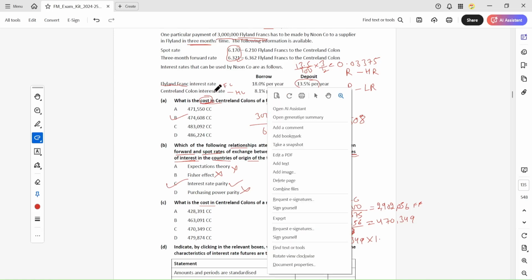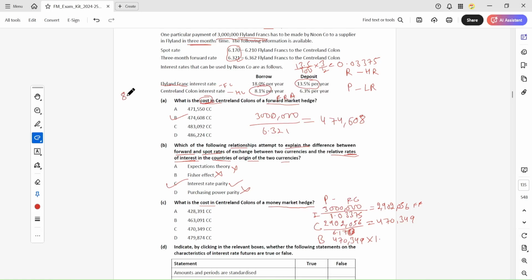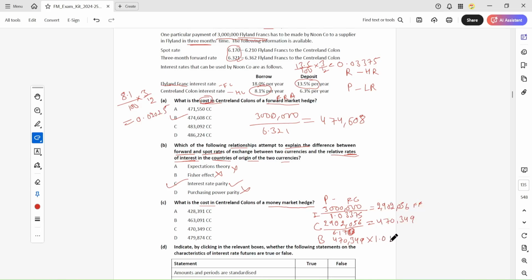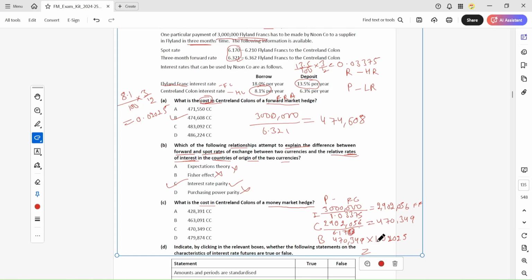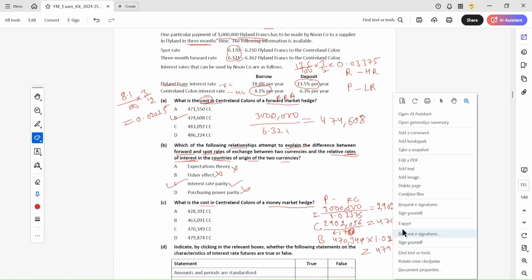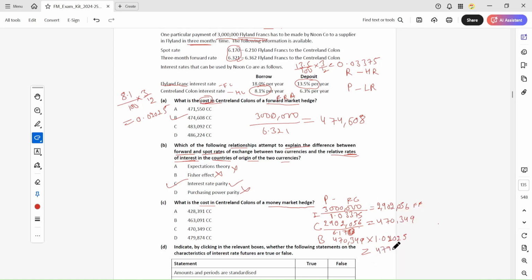So we borrow at this rate, 8.1, multiplied by 3, divided by 12. Now we convert this, which gives 487,484 CC.